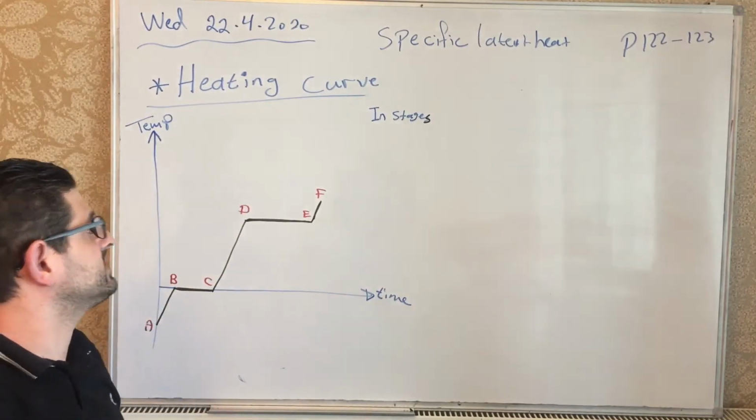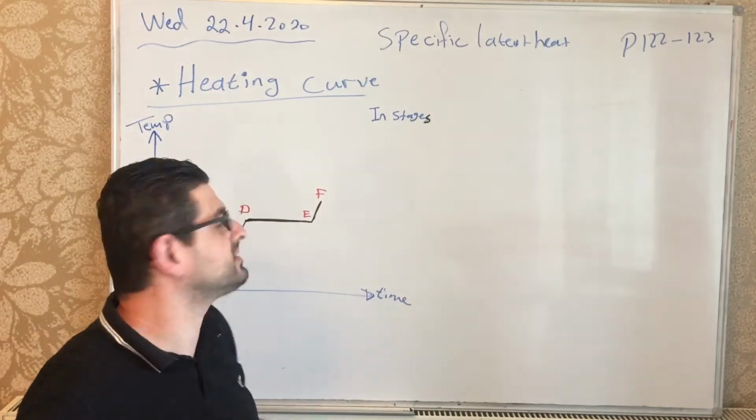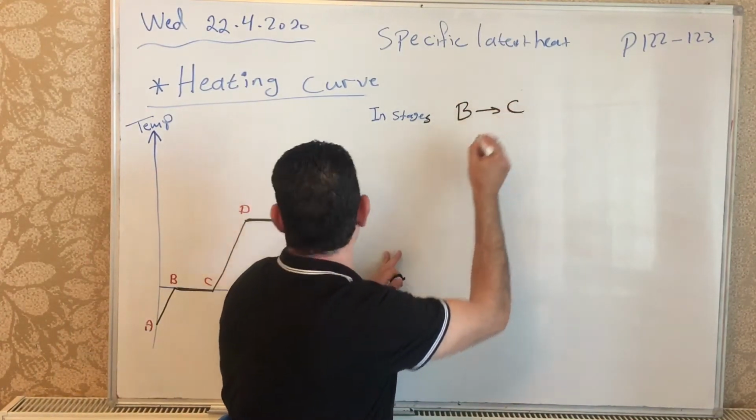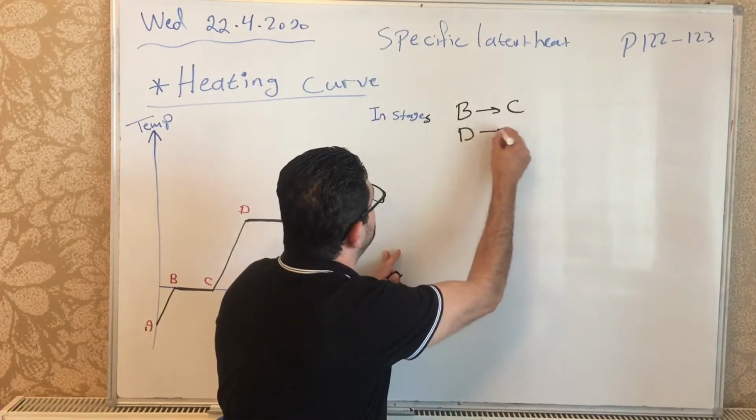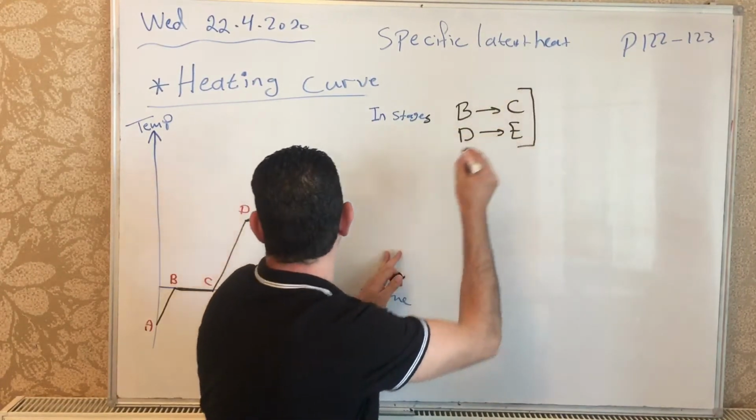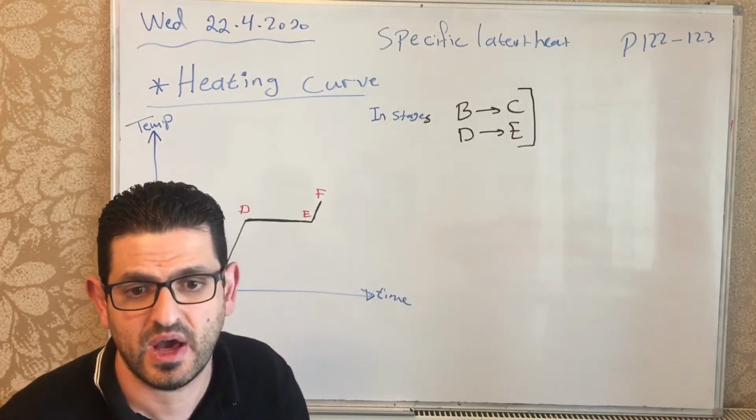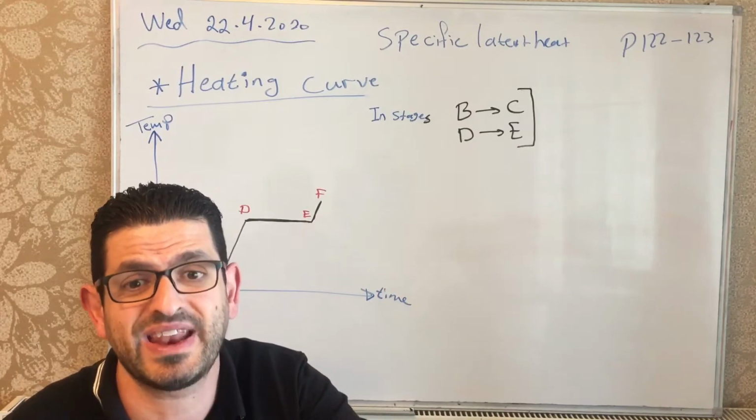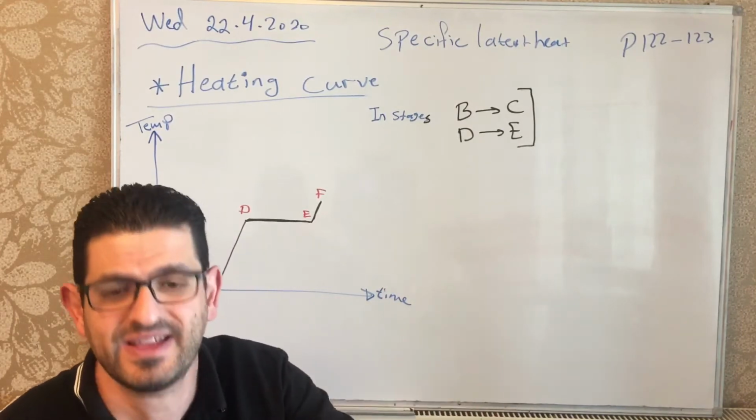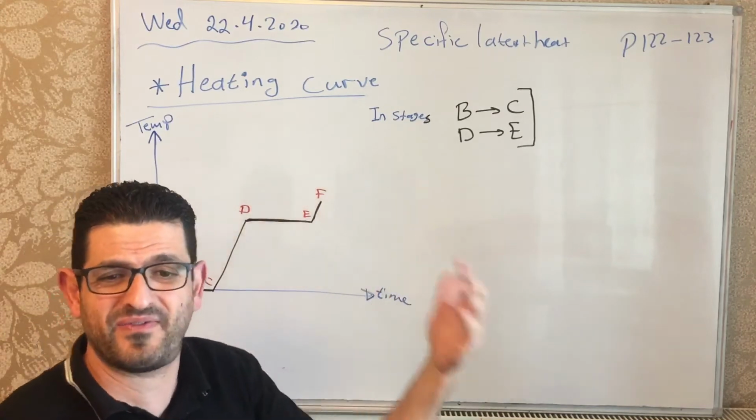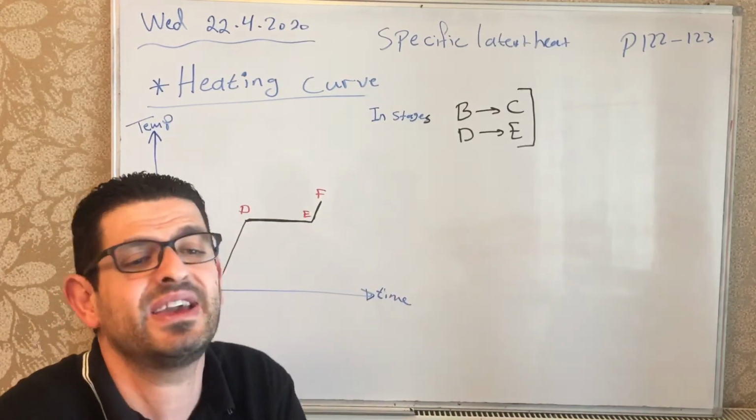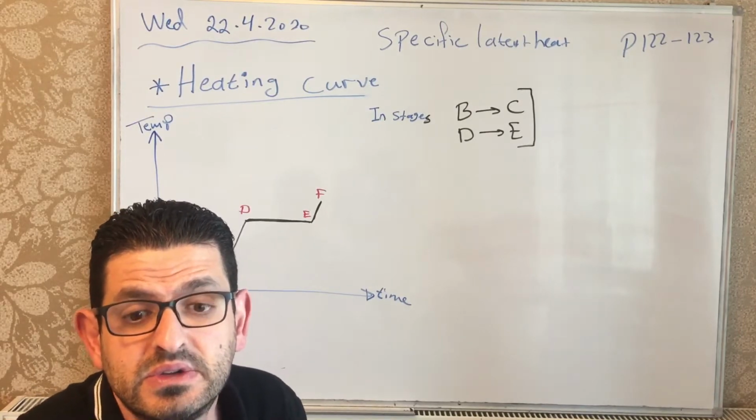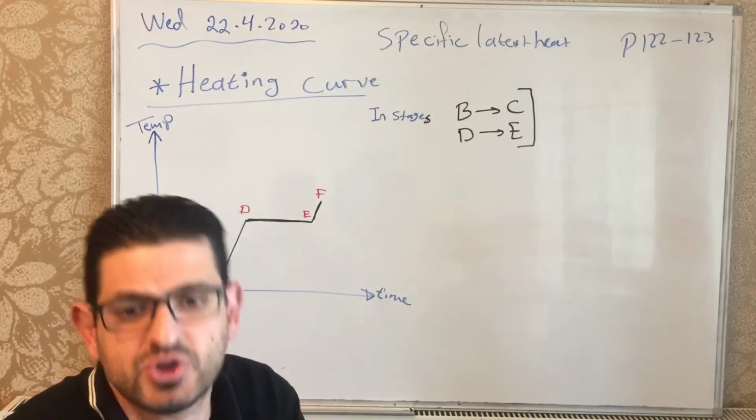Okay, my dears, focus with me please. We say in stages B to C and D to E, in these two stages, am I heating? Abdul Karim, am I using the heat energy here, from B to C and D to E? Is the heater on? Yes, it is on.